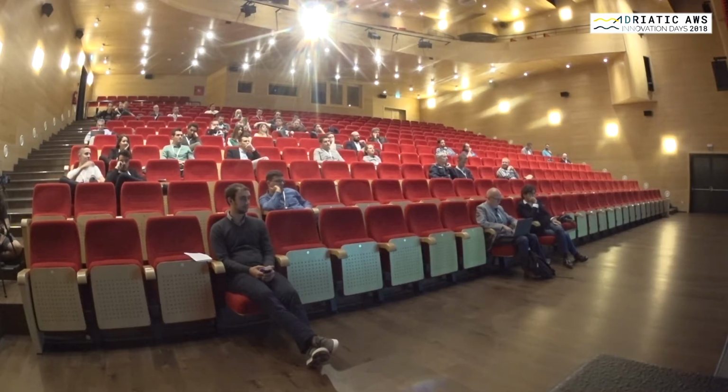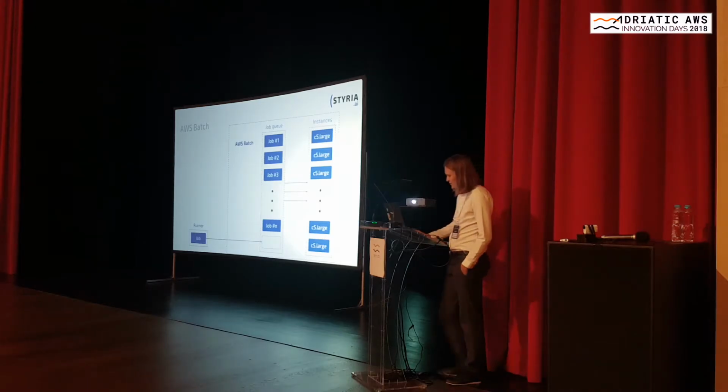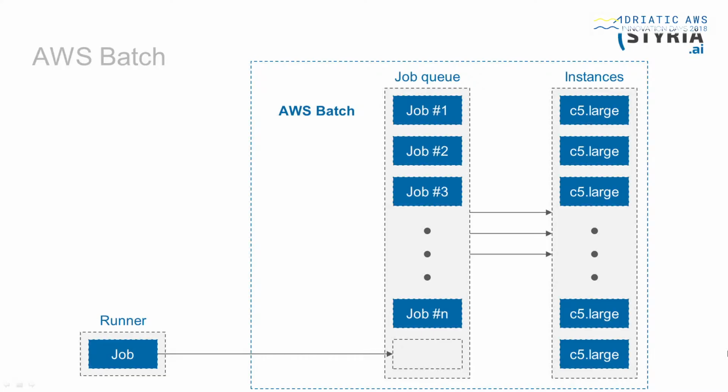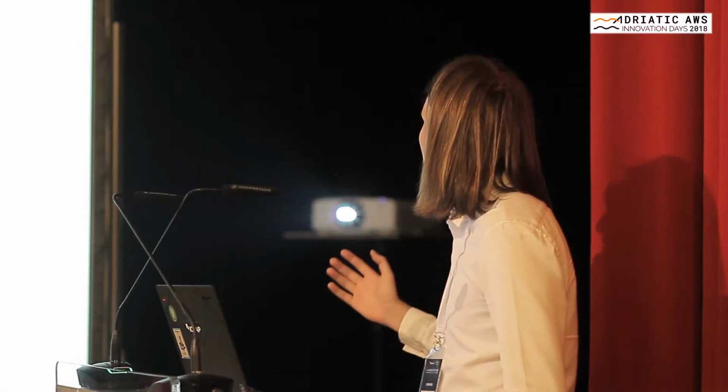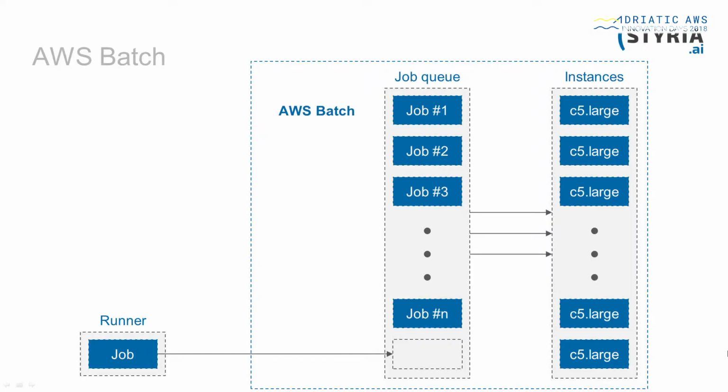Okay, so AWS Batch. AWS Batch is an AWS service that allows you to define some job, some program you need to run, and put it on a job queue. And AWS Batch will automatically run workers that will handle those jobs. When I say workers in this sense, I mean basically AWS instances.